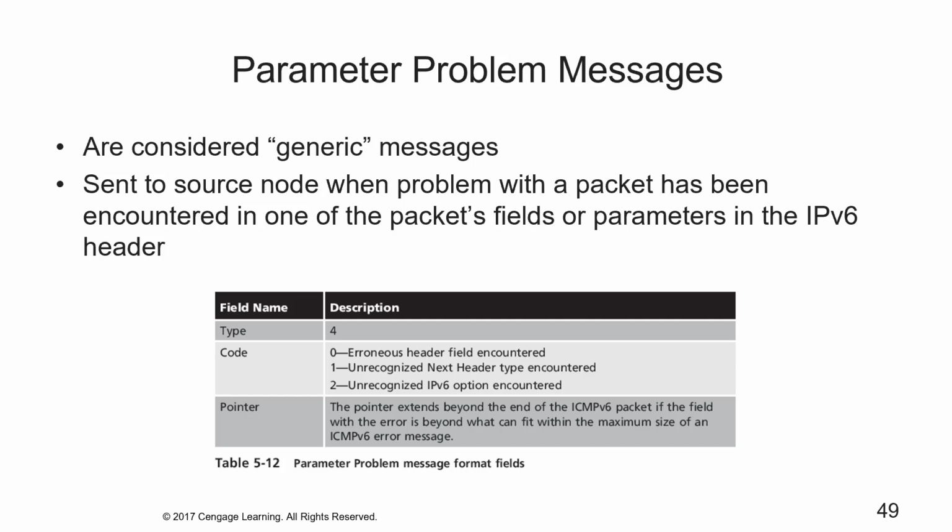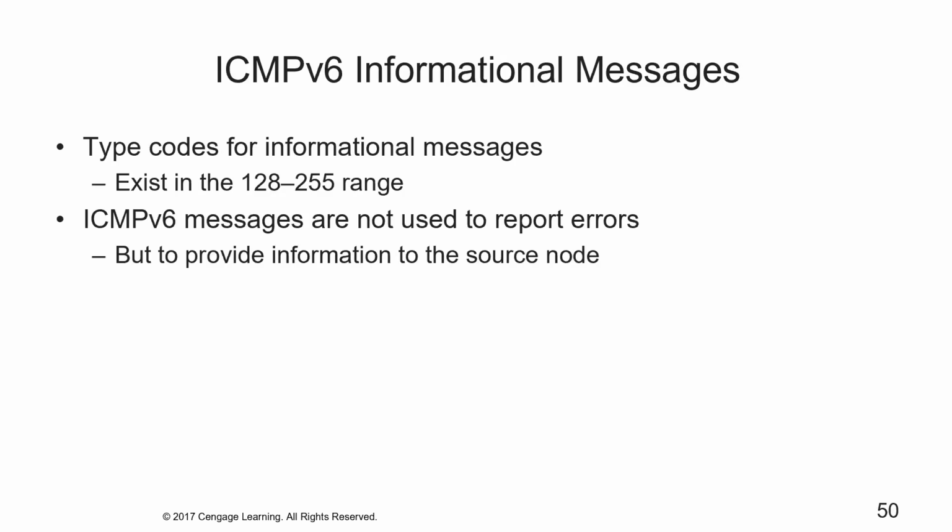So type codes 128 to 255, again, are informational messages in ICMPv6. And these informational messages aren't used to report errors, but to provide information to the source node. So just like with ICMPv4, it does the same thing. It's not there to report an error. But it may do some testing, support, or diagnostic functions for the IPv6 network.